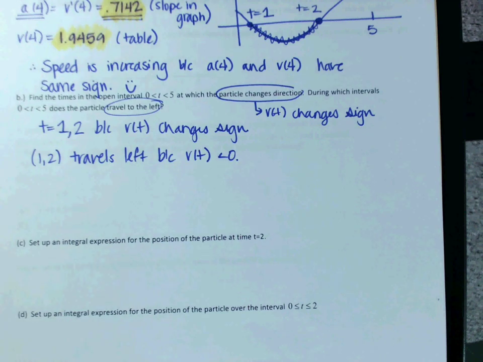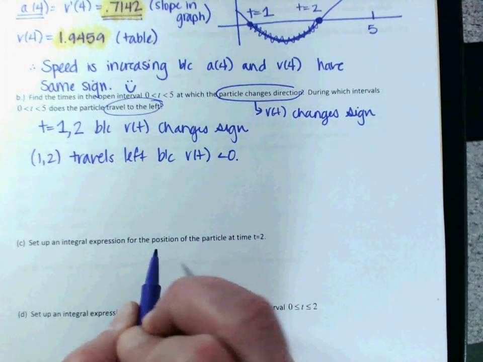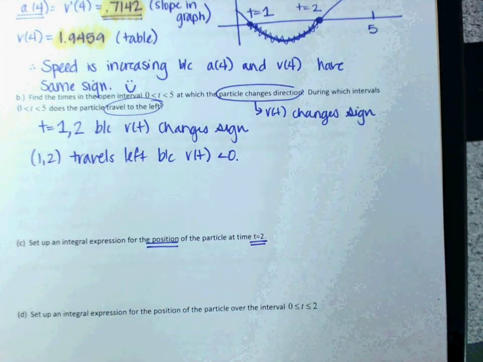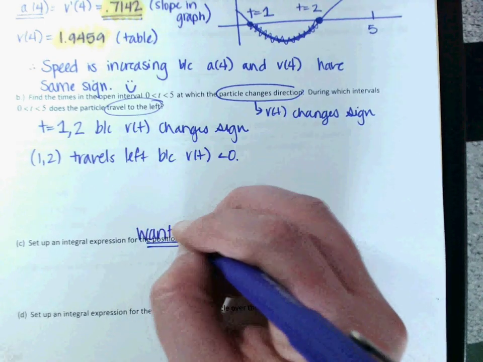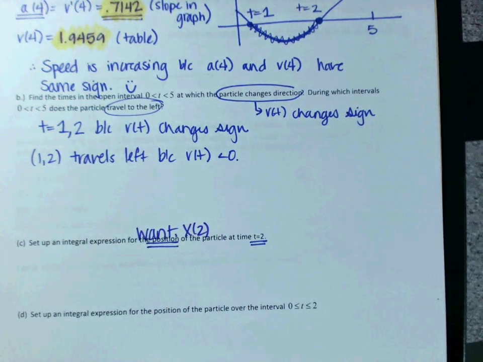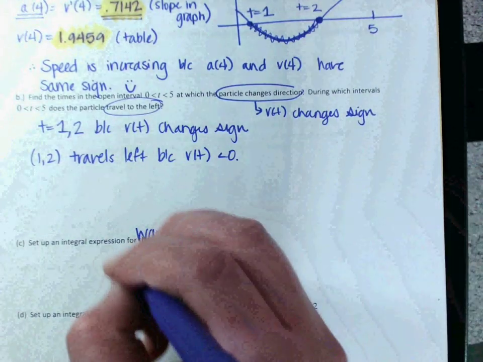Okay, part C. Set up an integral expression for the position of the particle at time 2. Think about it: if I want the position at time 2, they have to have given me the position at a different time. What I want is x of 2. If I go back up and look, in part A we found out that x of 0 is 8. That's what we have.